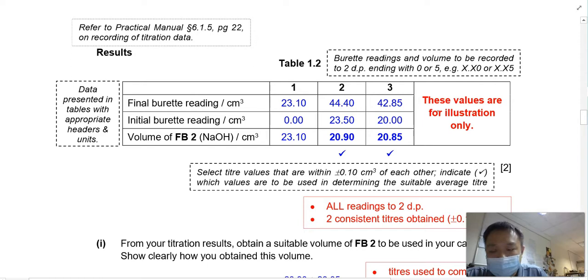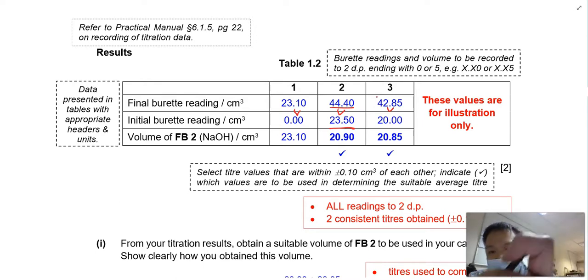The values here depend on how much FB1 you use. Okay, so these are my values. You can see that there is no need to top up your burette to 0.00 for every single run of your titration. All you need to do is to note your initial and your final, and then you use final minus initial. Again, your final should be larger than your initial, because as you titrate down, the solution level goes down, and it will register a larger value. So please make sure you record your data correctly in the respective columns.